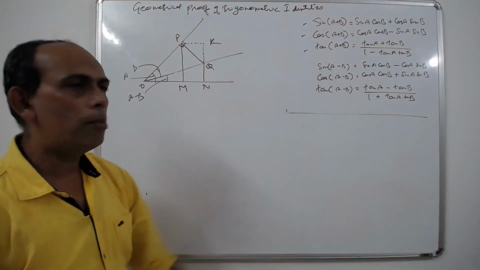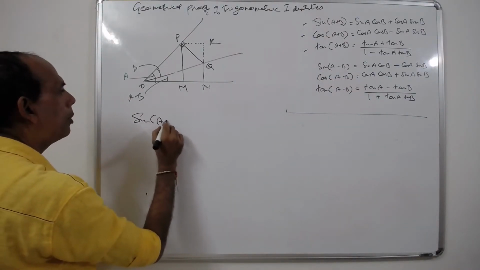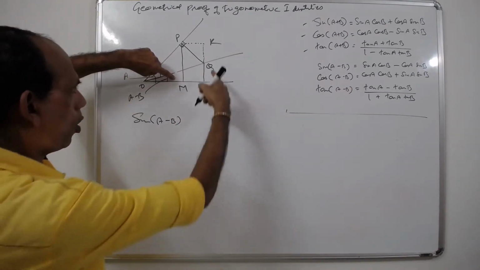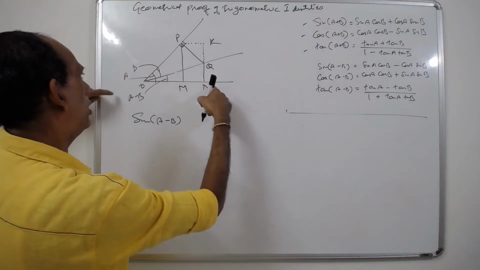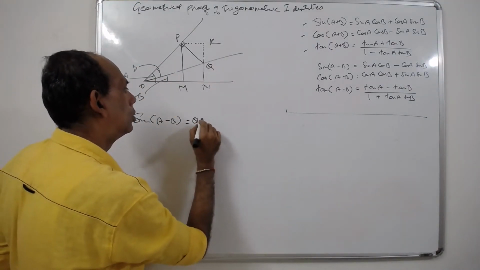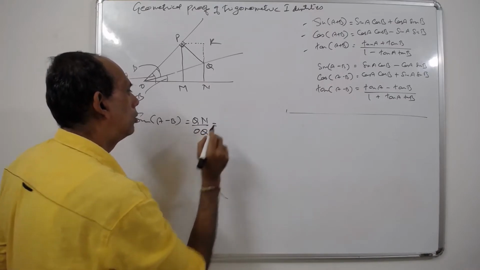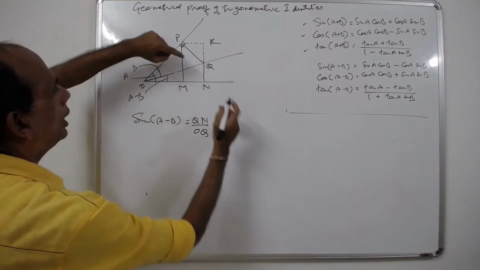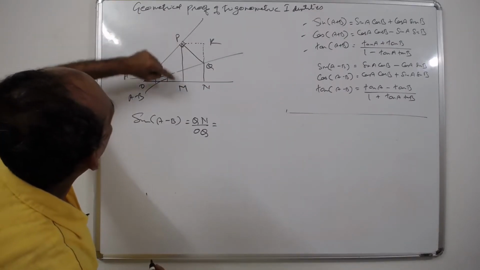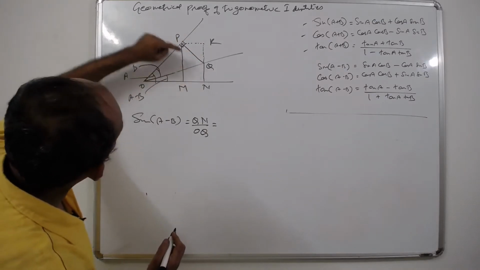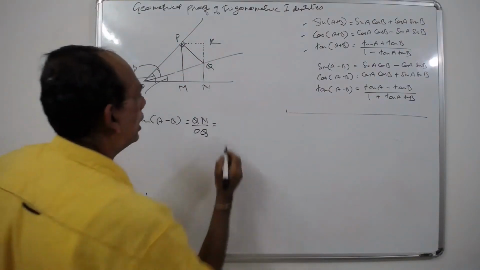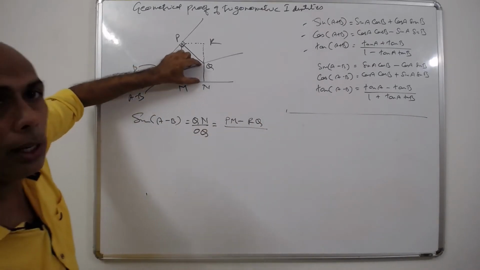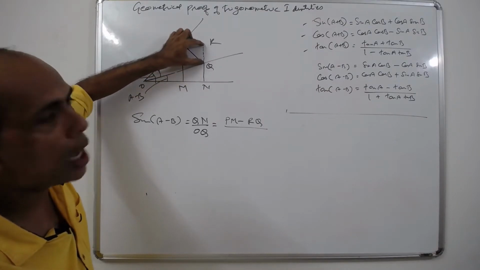Now look what happens. We are going for sine of A minus B. That is what upon what? A minus B is this angle. So sine of A minus B is opposite upon hypotenuse, that's QN upon OQ. So what is QN? Can I say QN is equal to PM minus RQ? Yes, I can say that. Why? Look here, QN is equal to PM minus RQ.